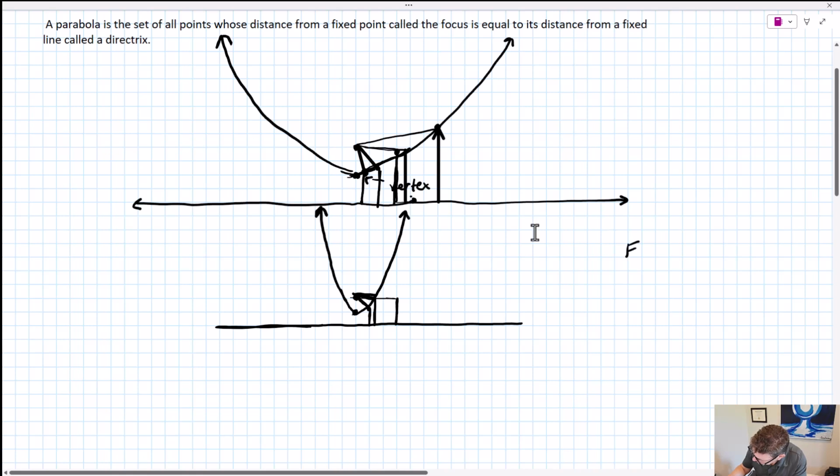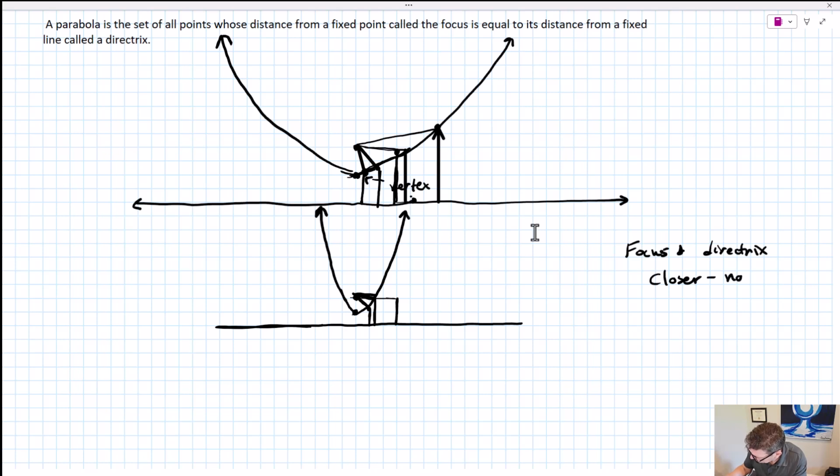So when the focus and directrix are closer, we get a narrower parabola. What about if we take them further apart? We should actually expect that our parabola is going to widen out.